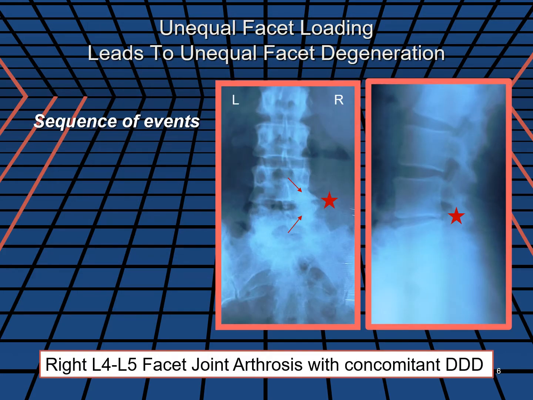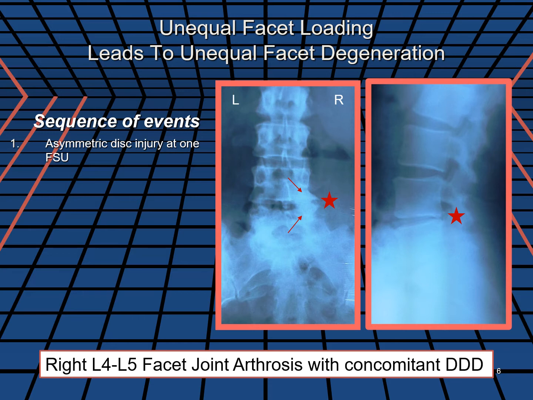All right, concerning facet loading, unequal facet loading, which does occur, leads to unequal facet degeneration. Let's take a look at the mechanism behind that. Typically, it starts with an asymmetric disc injury at one level, and most disc injuries are asymmetric. They're usually right posterolateral or left posterolateral.